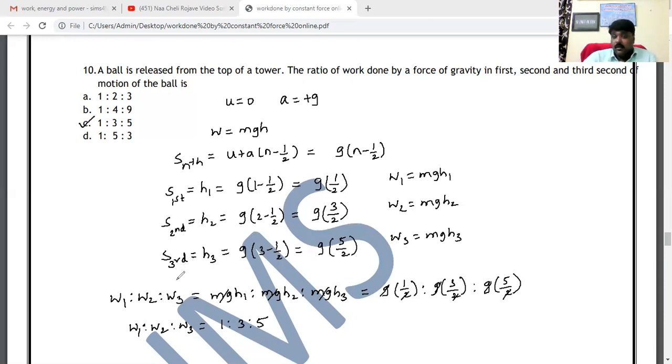Got it? Here we used the Snth formula. Snth is u plus a of n minus half. As the object is released from the top of the tower, initial velocity is 0. As the object is coming towards the ground, we take the acceleration as positive. Hence a equals plus g, and we calculated and simplified that. Let us move on to the next one.